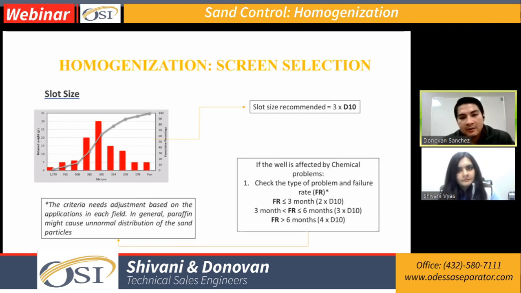But the less frequently the failure rates start to happen, the more we start to loosen up our slot size. So from here you can see 3 to 6 months, we like to go 3 times D10, and failure rate above 6 months, we'll go 4 times D10. So 30, like I said, we'll filter everything to the right, and then 40%, now you're filtering out even less. At this point, you're starting to see a little bit more sand going through, but it will still have that homogenizing effect of breaking up those sand slugs while still filtering out a little bit of sand.